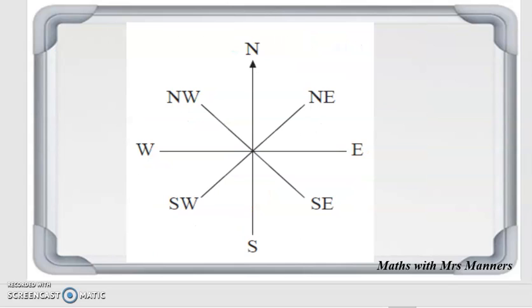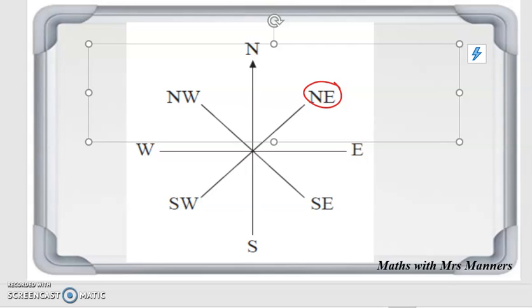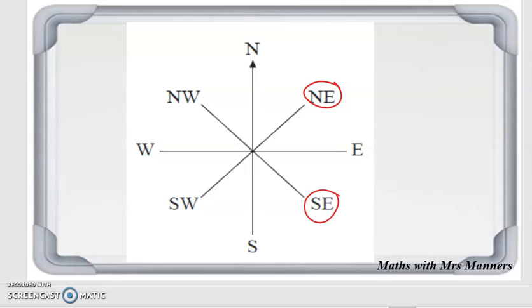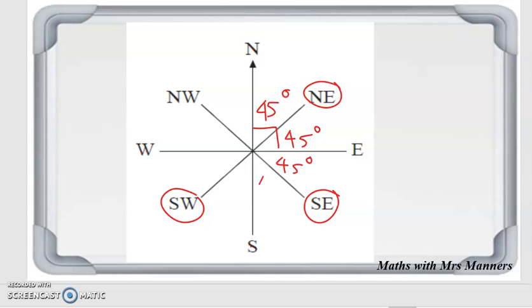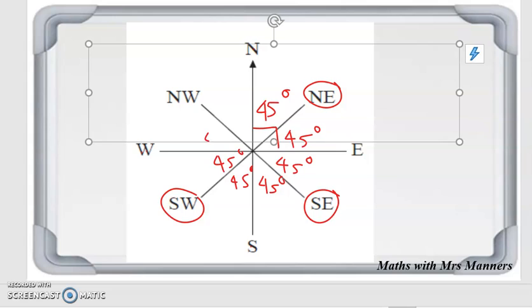There are some important locations that you need to know about, such as north, east, south, and west. Never eat soggy Weet-Bix. And you've also got the directions that are exactly halfway between north and east, which is northeast. Exactly halfway between south and east is southeast. Exactly halfway between south and west is southwest. And exactly halfway in direction between north and west is northwest. If we know that this is a 90-degree angle, then half of that angle would mean that 45 degrees is here and 45 degrees is there. And same with all of these. Southeast would be breaking that 90-degree angle halfway again. So we've got all these 45-degree angles here.